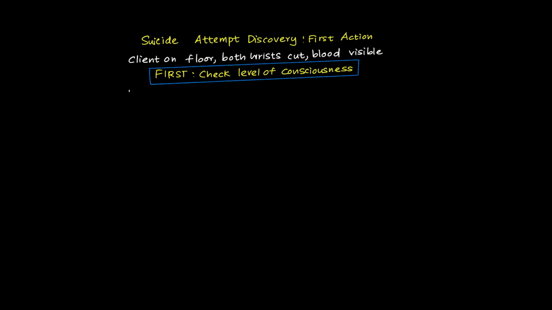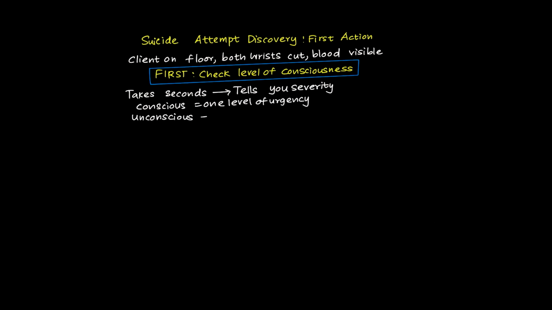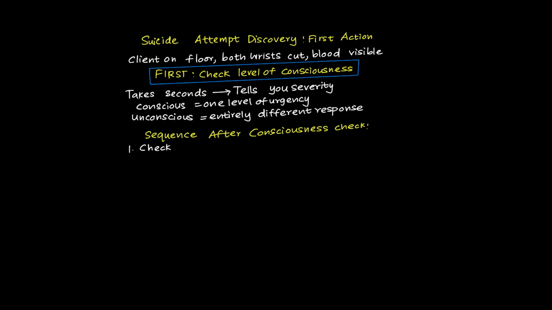Consciousness reflects hemodynamic status, how much blood has been lost and how well the body is compensating. That single data point guides every subsequent decision: how aggressively to control bleeding, whether to call a code versus a rapid response, what to communicate to the arriving team. Applying direct pressure? Absolutely critical, but it comes second. You need that consciousness check first because it takes only a moment and changes the entire response plan.